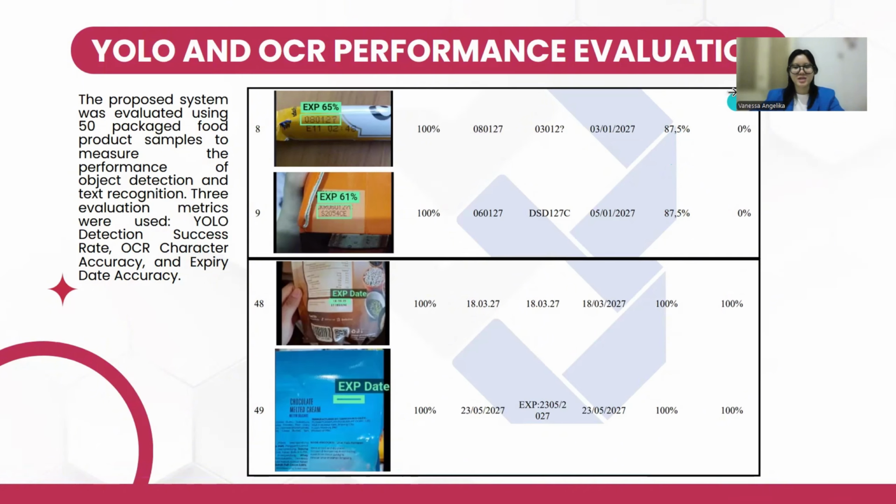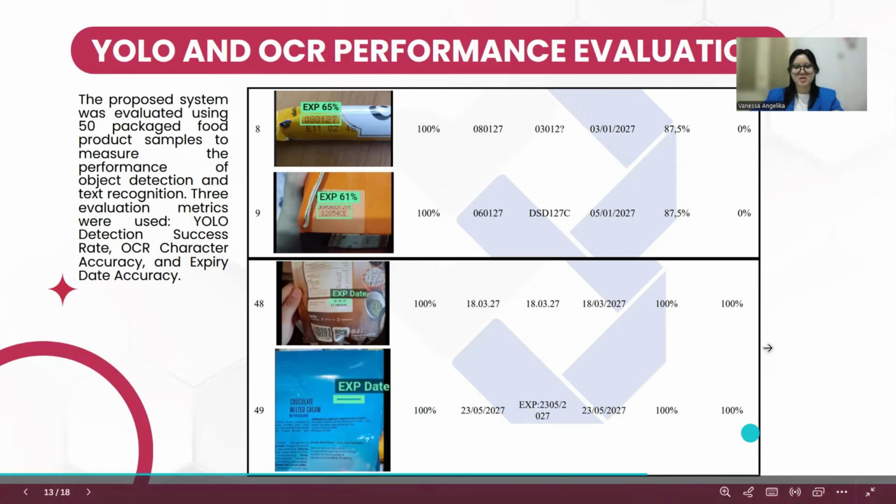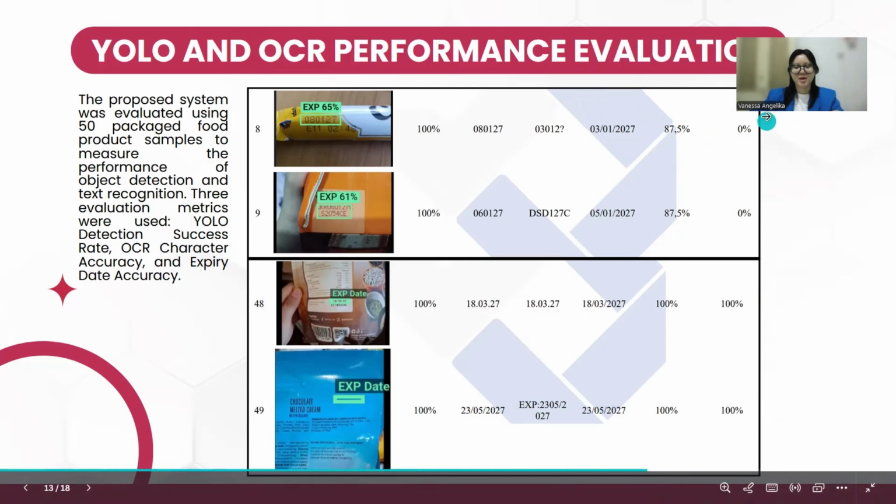And then this is the character accuracy. Because from this column there is one character that was read wrongly by the Google ML Kit, the percentage of character accuracy becomes 87.5%. Instead, this column is about the expiry date accuracy.